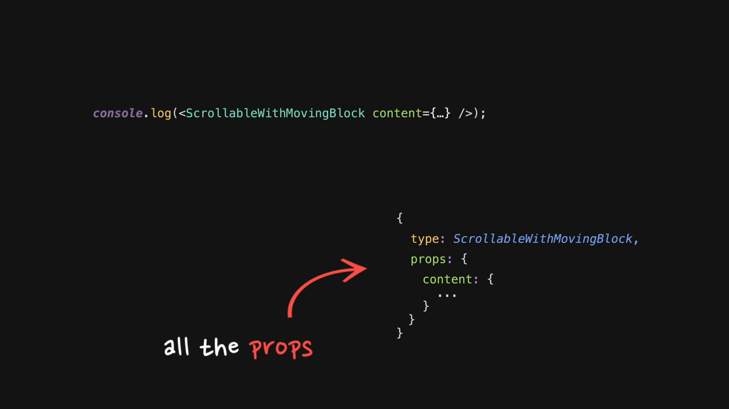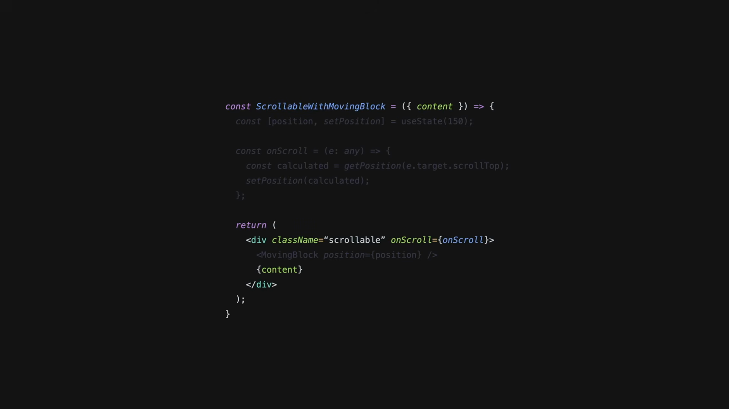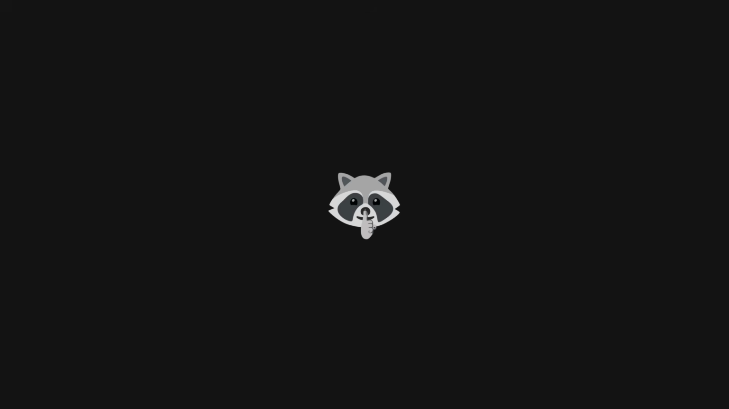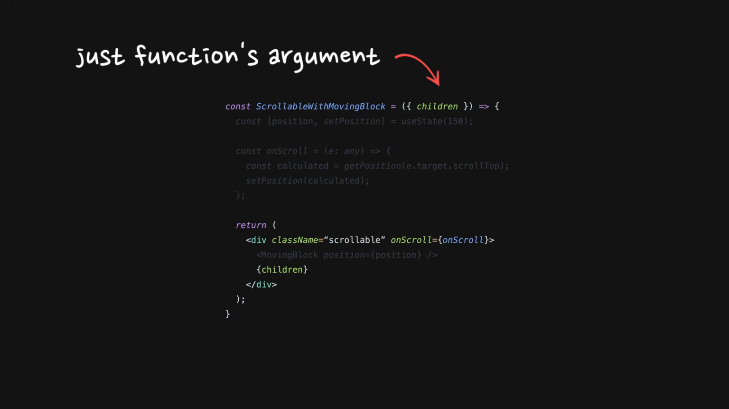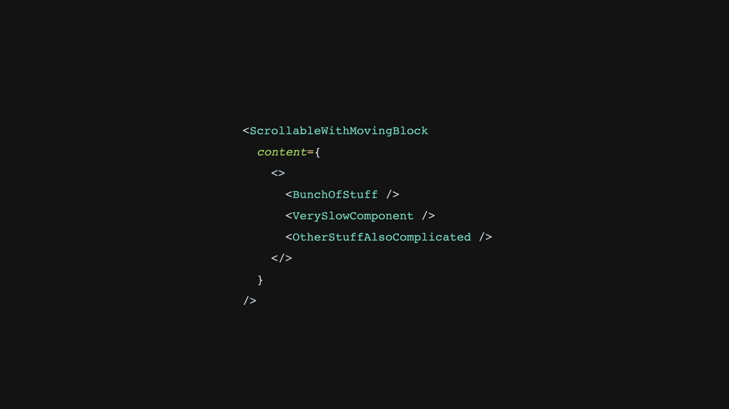And one last thing. What will happen if I rename the content prop into children? The answer is nothing. Props are just an object that we pass as the first argument to our component function. Everything that we extract from it is a prop. Renaming content to children will change absolutely nothing. They will still be part of the props. The code will behave exactly the same way.